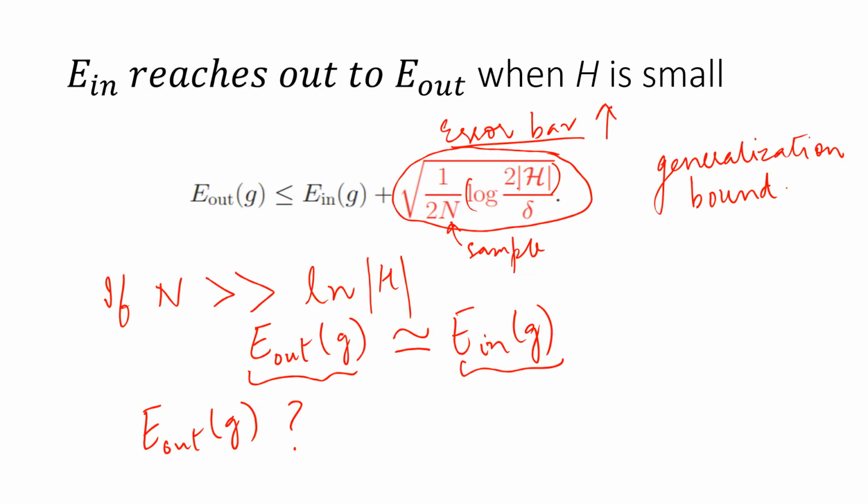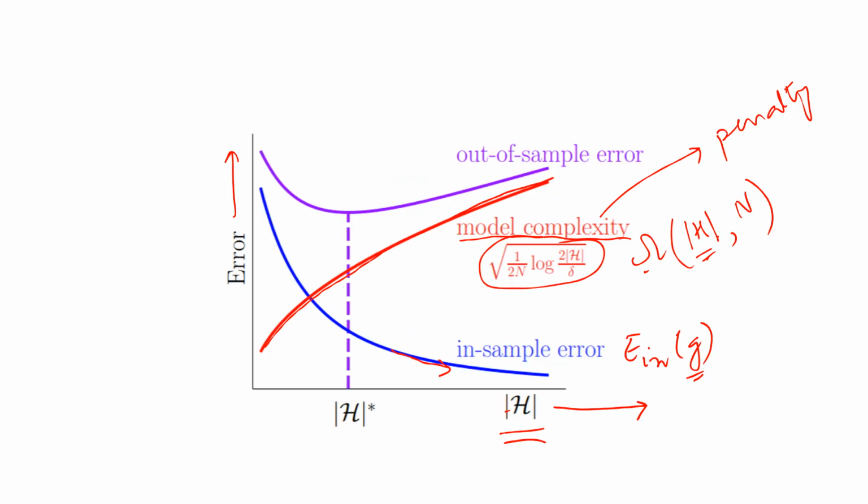E in reaches out to E out. We talked about E in, we talked about the model complexity in terms of the error bar, and you can easily tell that there is a trade-off. This thing is increasing as we are increasing the hypotheses, and E in is going down as we are increasing the number of hypotheses. Now, if we combine both of them, that is what the out of sample error is, or this is what E out is.